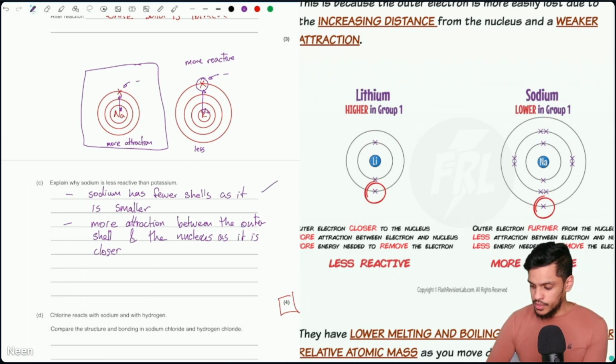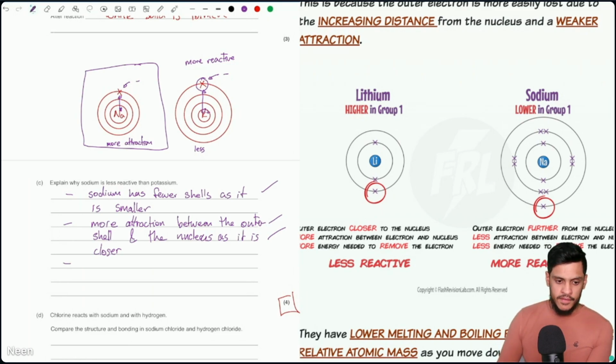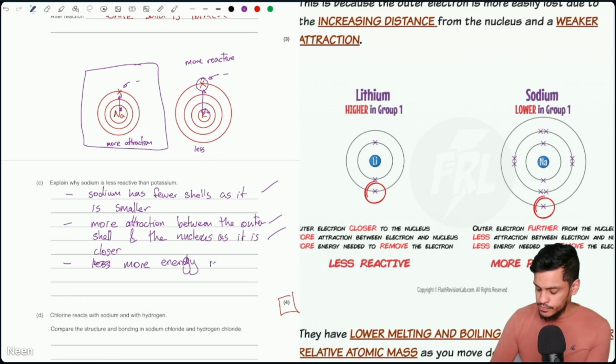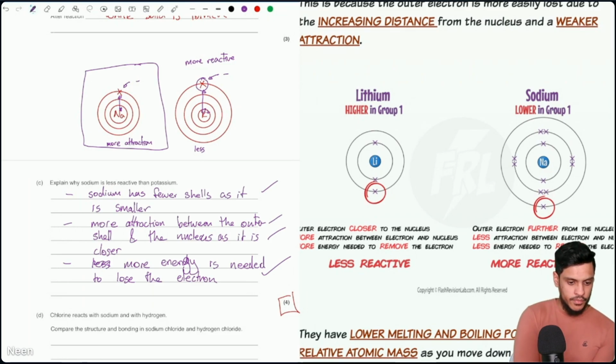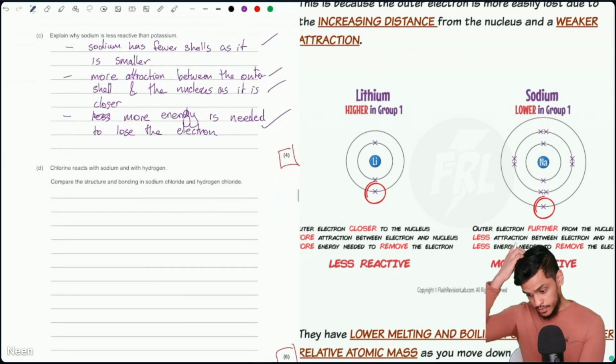That's 2 marks. So we've got 1 mark here, we've got 2 marks here. Therefore, more energy is needed to lose the electron. And that's the 4th mark. Anyone got any questions on that? Let me know.